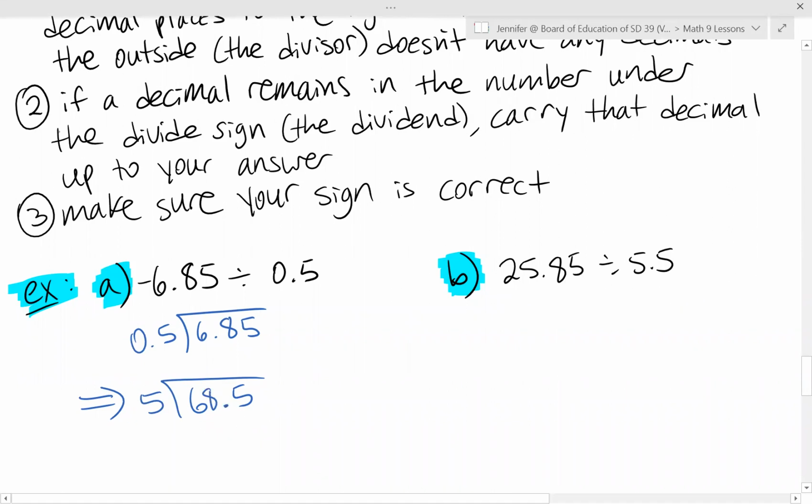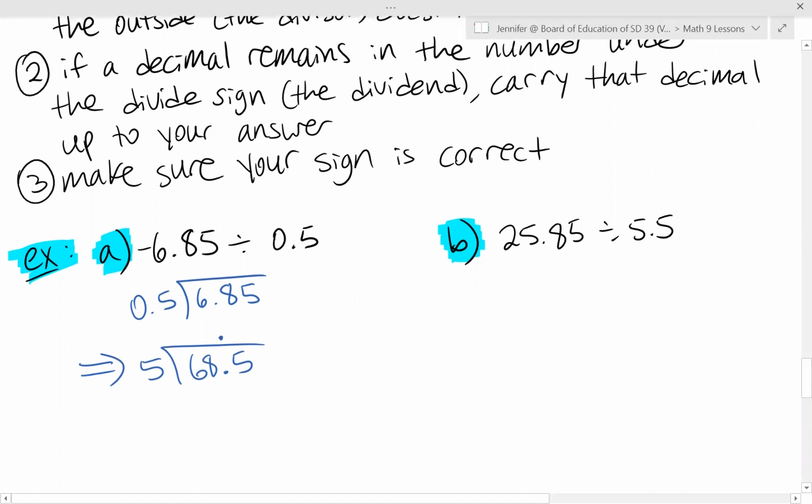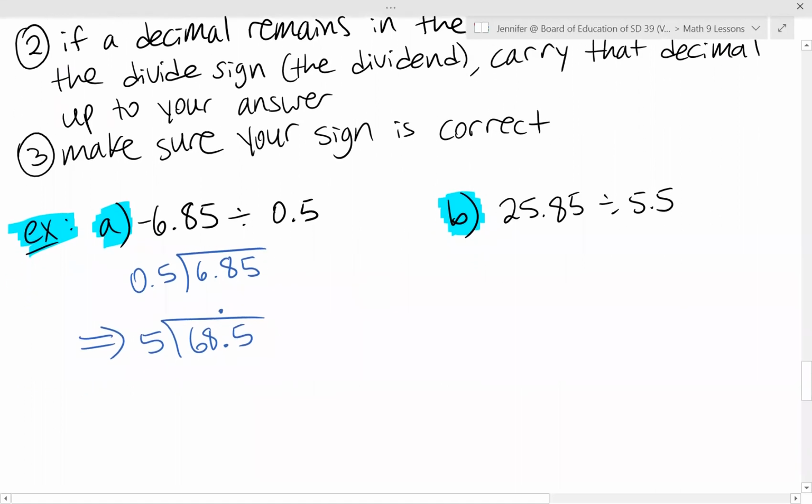And step 2 here is if a decimal remains in the number under the divide sign, the dividend, so this number here, then carry that decimal up to your answer. So this decimal point is going to exist here in our final answer. Now we can do our long division like normal.